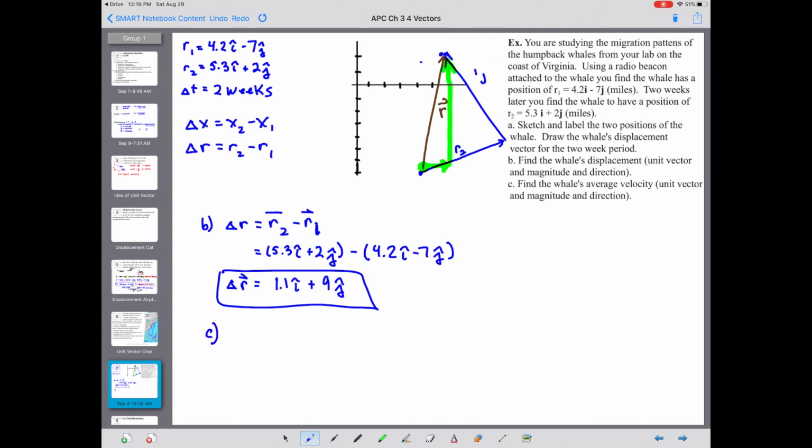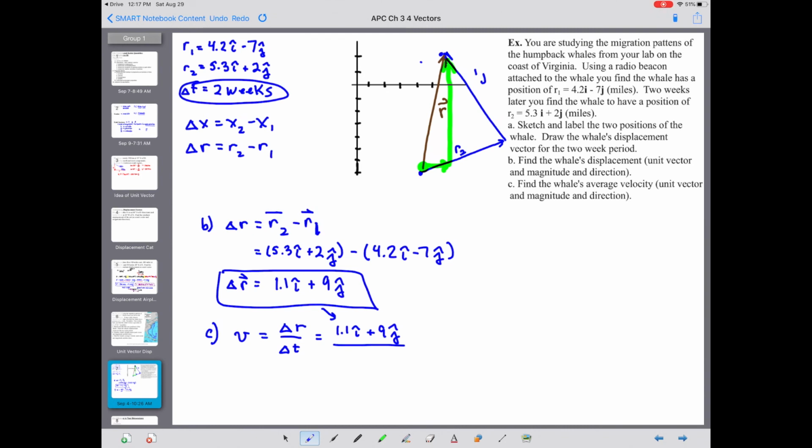Now, C, find the whale's average velocity. Average velocity, that would be displacement over time. In this case, our displacement is a delta r, and then over delta t. We just found delta r above, so we can just take that value as a unit vector and use that. 1.1i plus 9j, and then our time period up here, 2 weeks.